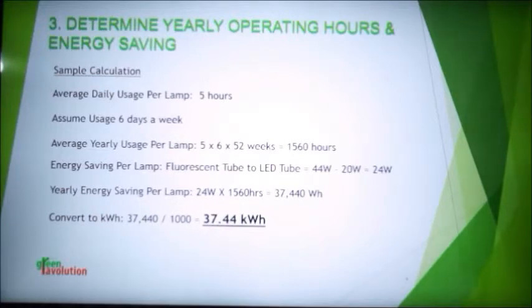You need to convert that into kilowatt hour because our electricity tariffs are charged based on kilowatt hour consumption. So take that number, divide by 1,000 and you get 37.44 kilowatt hour. Now that's a huge number, so just by converting one non-LED lamp to an LED lamp, in this case from a fluorescent tube to an LED tube, you already save 37.44 kilowatt hour per year. And I'm using a very conservative number, meaning to say you're using this lamp only 5 hours a day, 6 days a week.